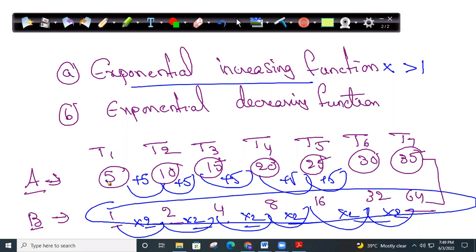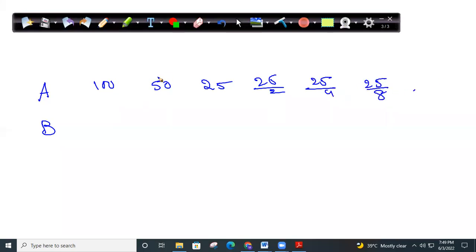So now, what is an exponential function? An exponential function is something that gets multiplied. Now, two things are there. I can multiply. So I'll show you another student. Student A and student B. He got 100 marks. He got 50 marks. He got 25 marks. He got 25 by 2 marks, that is 12.5. He got 25 by 4, that is 6.25.